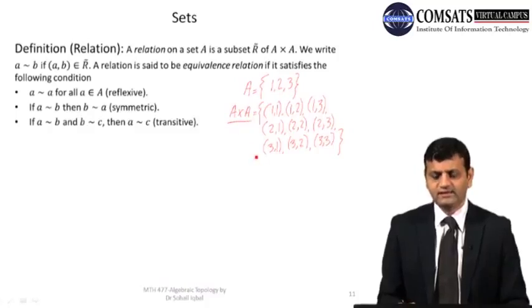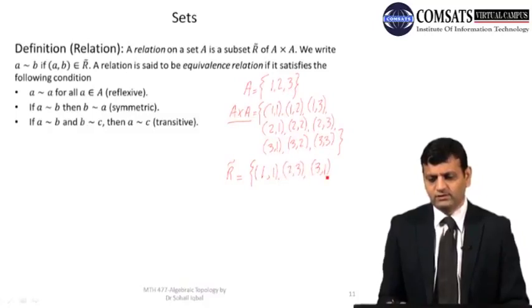So now take any subset of A cross A. For example, if I take R tilde to be {(1,1), (2,3), (3,1)}. As we can see, R tilde is a subset of A cross A because it has three elements (1,1), (2,3), and (3,1), and these three elements are also elements of A cross A. So R tilde is a subset of A cross A. So this R tilde, by this definition of relation, is basically a relation on A.